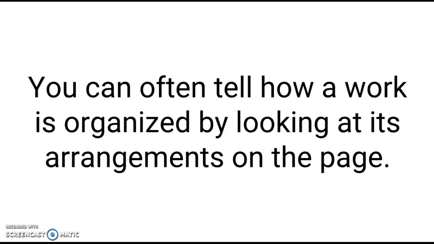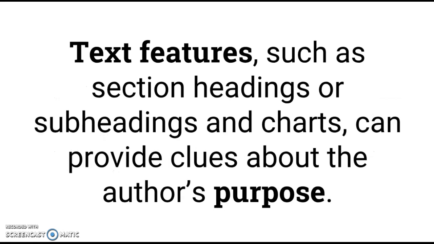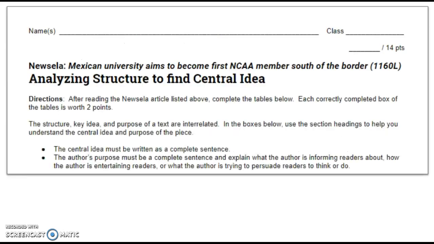You can often tell how a work is organized by looking at its arrangements on the page. These are text features. Text features, such as section headings or subheadings in charts, can provide clues about the author's purpose.